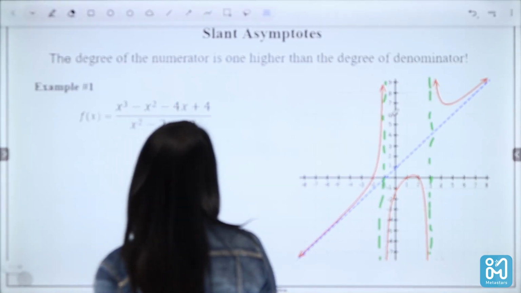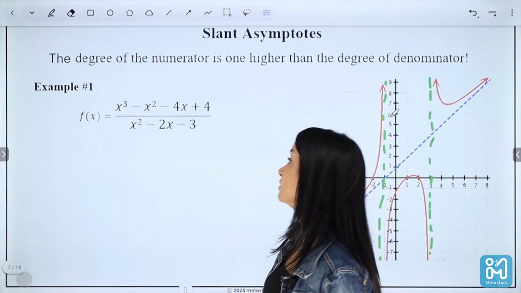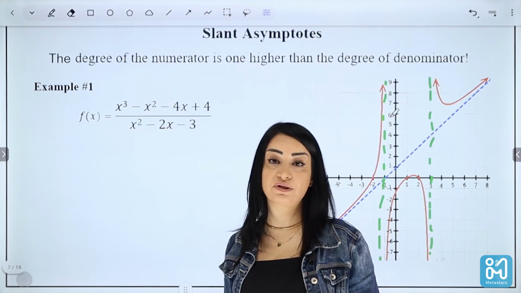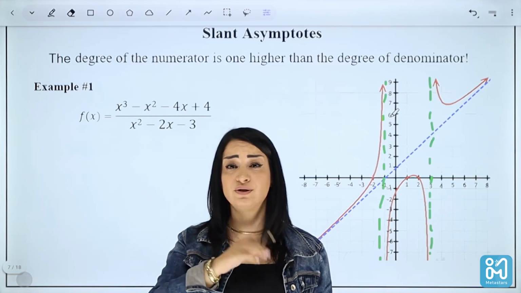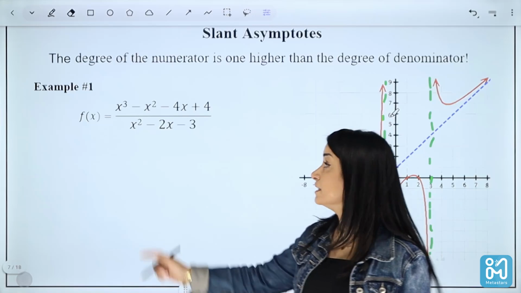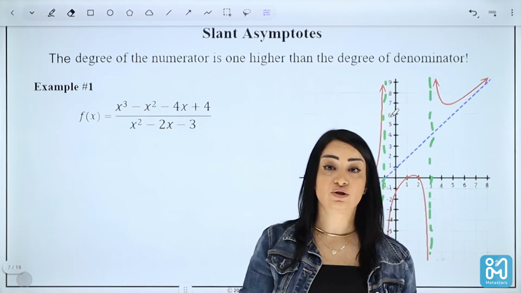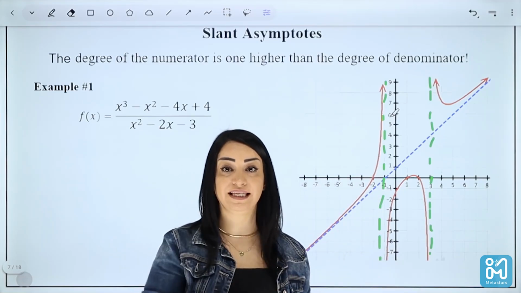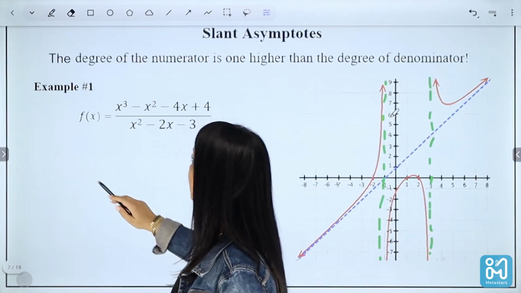Okay, let's take now also this example for the slant asymptote. Now x cubed minus x squared minus 4x plus 4 over x squared minus 2x minus 3. Since the degree of the numerator is greater than the degree of the denominator, we don't have any horizontal asymptote. So what is the end behavior? For the end behavior we have to divide. Since the degree of the numerator is more than the degree of the denominator by 1, we will get the end behavior. Of course, it's going to be what? A slant asymptote, a linear function. So let's find our linear function by dividing them.